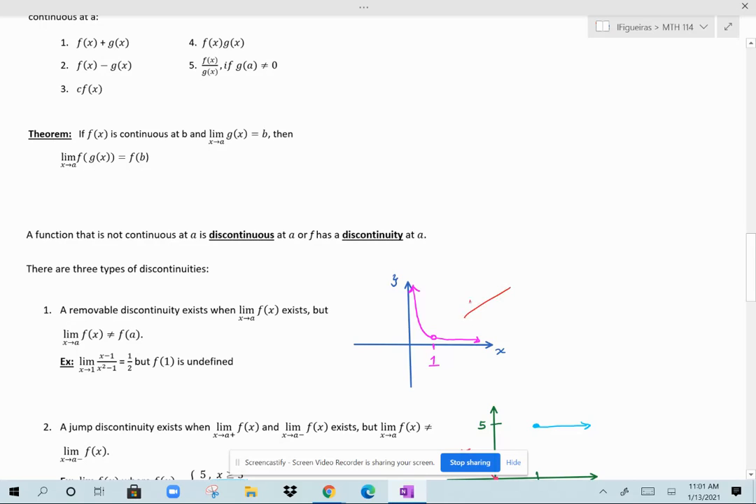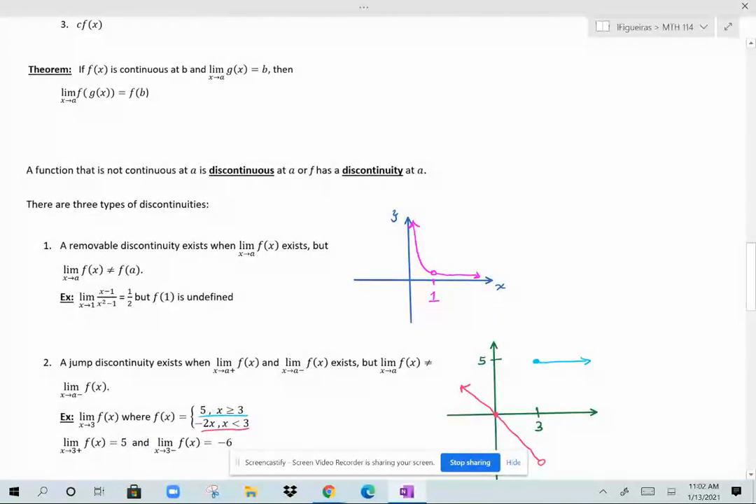So here's a graph of what that would look like. The graph looks like it's continuous everywhere except at the value of 1. And at the value of 1, there is an open circle. And that open circle actually has the value of (1, 1/2), the value of the limit. So that's helpful when you're graphing functions to know what the limit value is when you have a removable discontinuity, so that you know exactly where to plot the open circle.